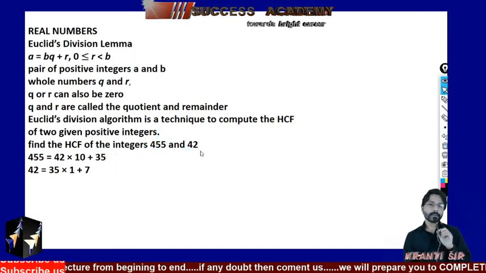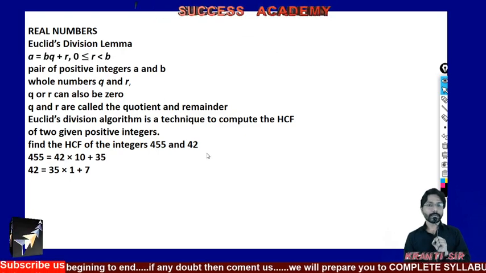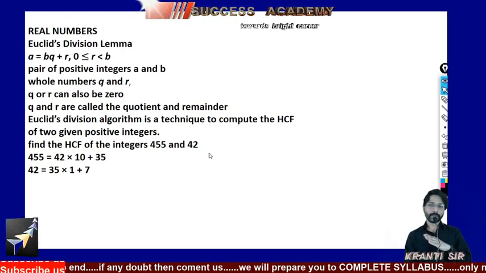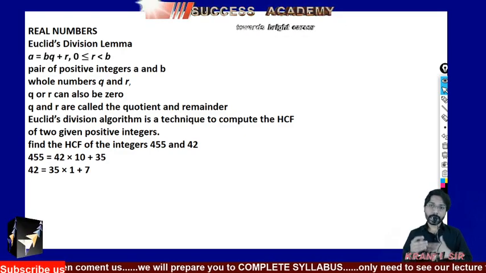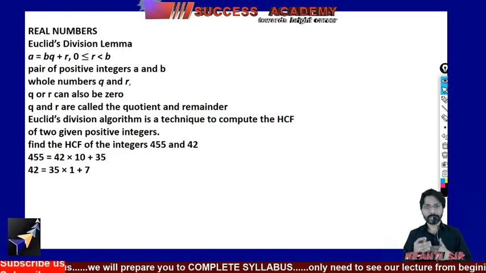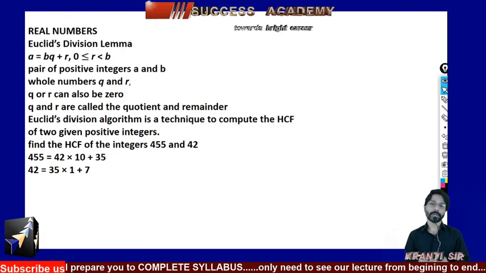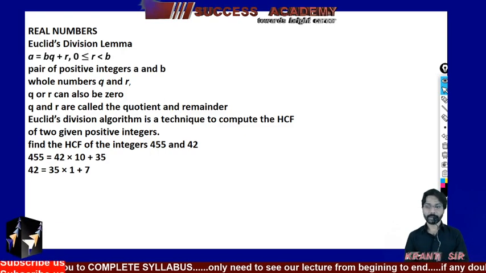Again, if you are getting the remainder 35, which is not equal to 0, then you have to do the division process again. You have to just repeat your step. That's why I am repeating the step. Okay.